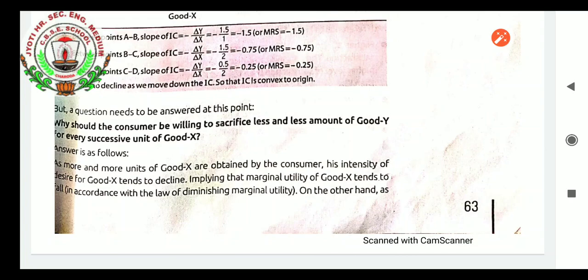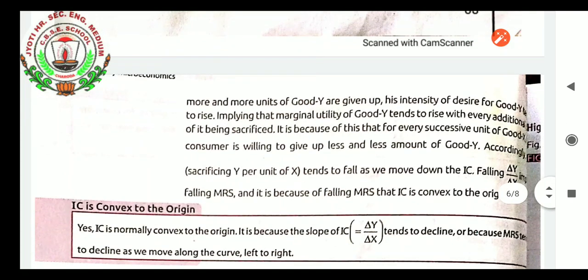This itself is known as the law of diminishing marginal utility. On the other hand, as more and more units of good Y are given up, his intensity of desire for good Y rises, implying that the marginal utility of good Y tends to rise with every additional unit being sacrificed. It is because of this that for every successive unit of good X, the consumer is willing to give up fewer and fewer units of good Y.